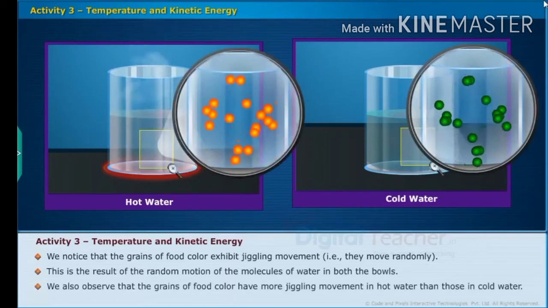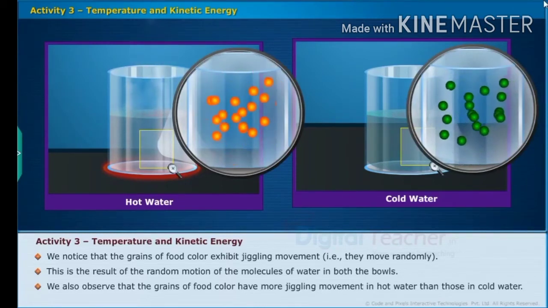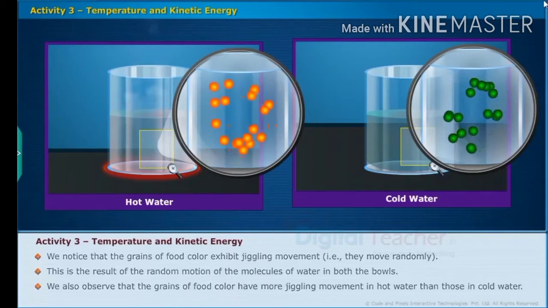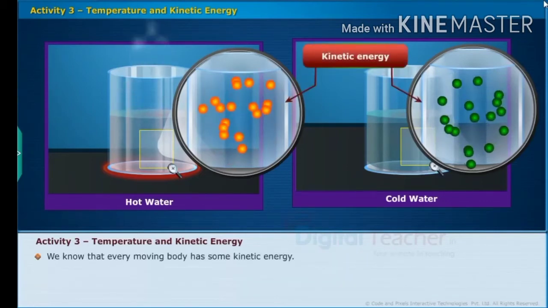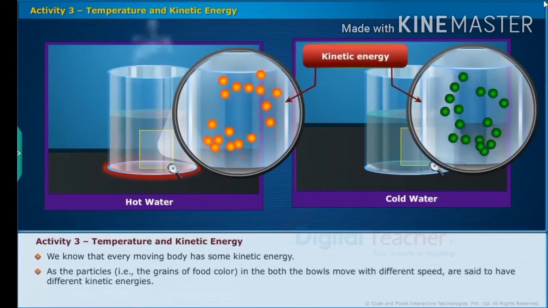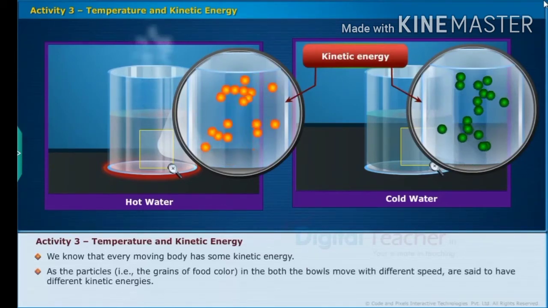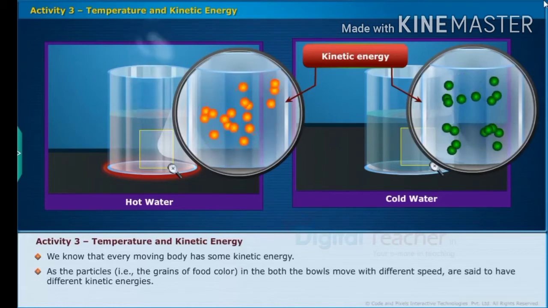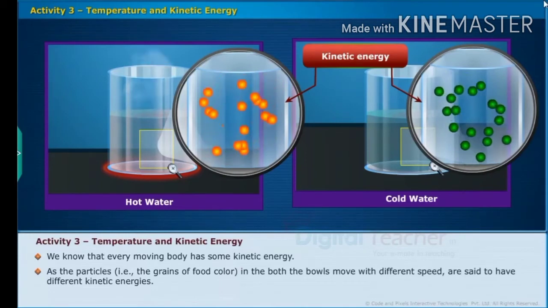We also observe that the grains of food color have more jiggling movement in hot water than those in cold water. We know that every moving body has some kinetic energy. As the particles, that is, the grains of food color in both the bowls, move with different speeds, they are said to have different kinetic energies.